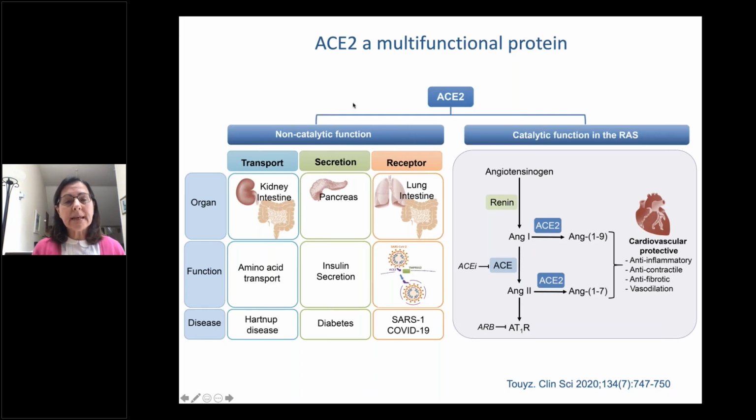However, more recently, it has become very clear that ACE2 has many other functions, which we term today as non-catalytic functions of ACE2. These non-catalytic functions play an important role, particularly in disease processes, and we will learn a little bit more about this during the course of this webinar, specifically with respect to ACE2 acting as a receptor in the ACE2 component related to COVID-19.